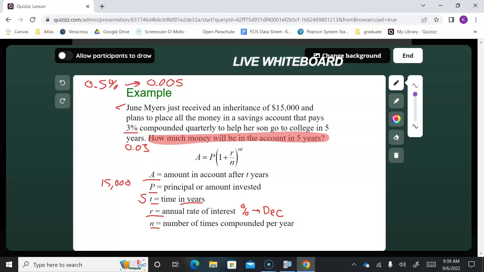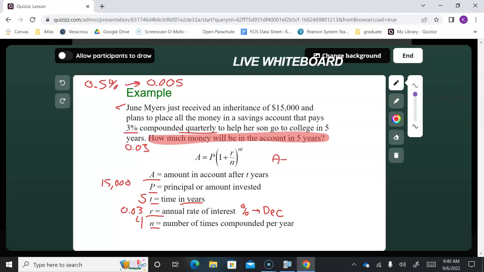Annual rate of interest. 0.03. That's 3%, 0.03. Number of times compounded per year. 4, because it's quarterly. Okay? So it is very, very important that you fill in the formula without any shortcuts, because your calculator's going to do the heavy lifting. If you've got your TI-84, get that out because we're going to use it in a second. The calculator can do your heavy lifting, and that's fine.